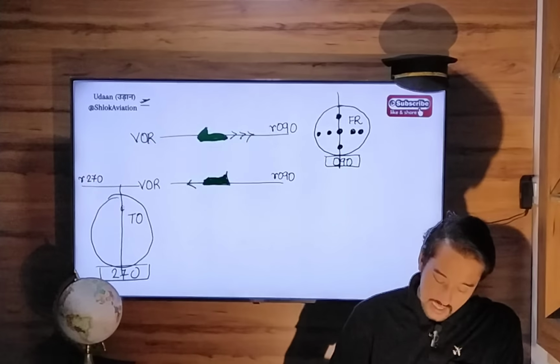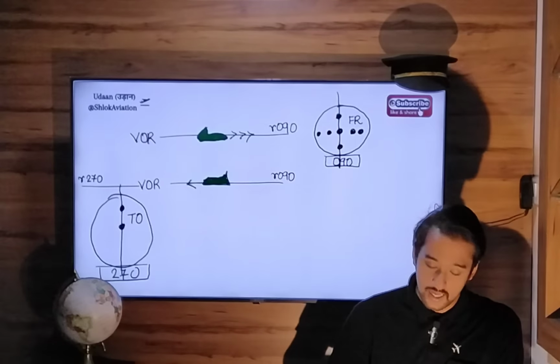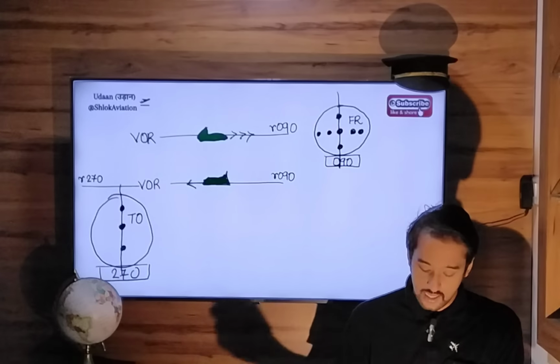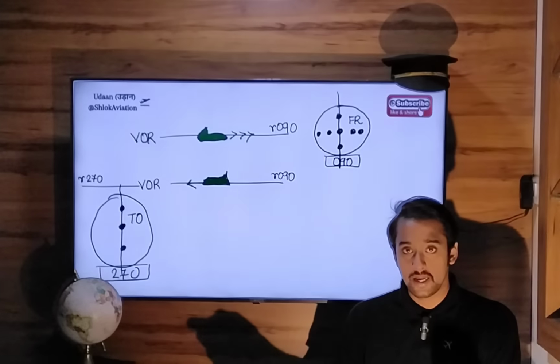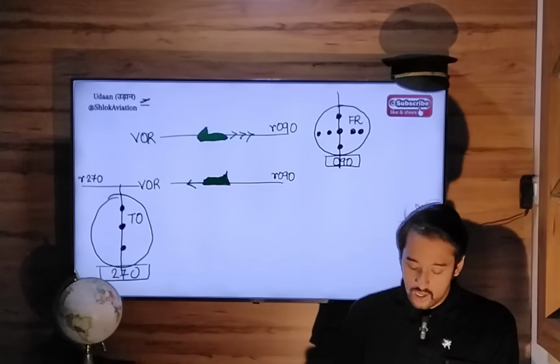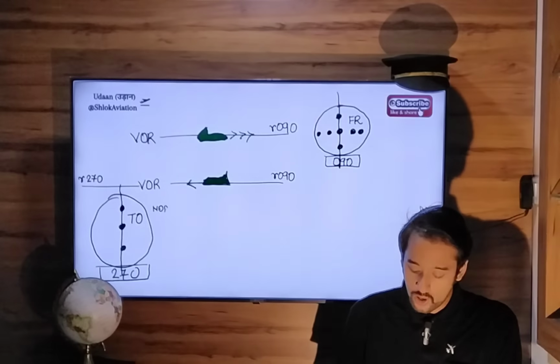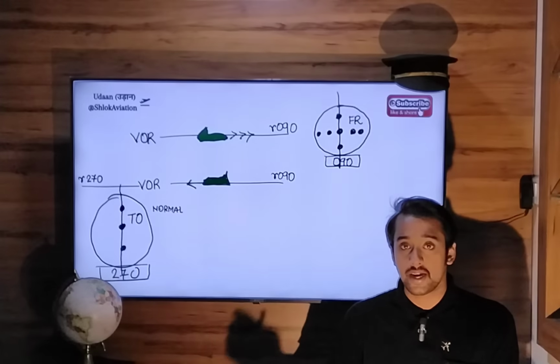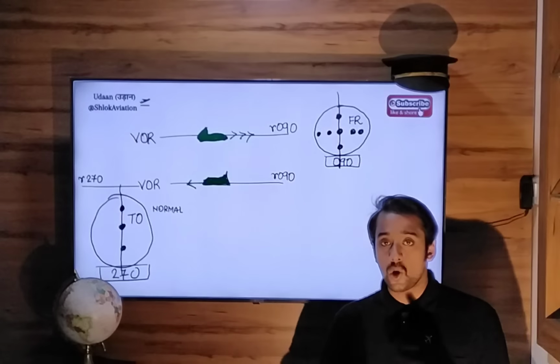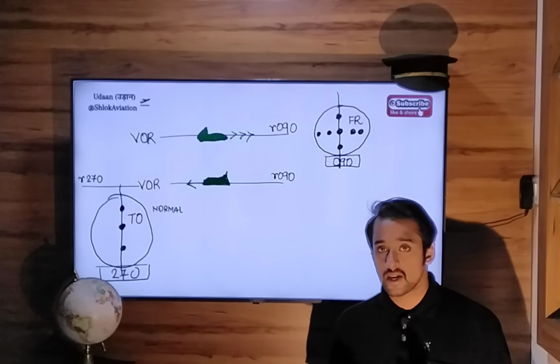If you are correctly established on the center line of the radial, the CDI needle will remain in the center properly. Now what happens? This is called normal sensing. This is what you should normally do at every flight. Okay. So at normal sensing, what is the significance of that?